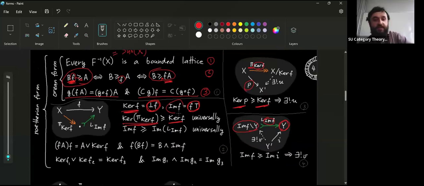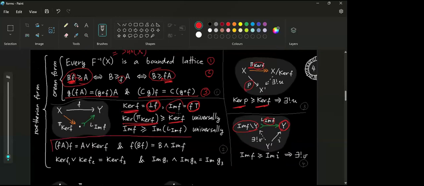In groups, all this says that if I have a group homomorphism from X to Y, I can decompose it as a surjective homomorphism followed by an injective one. It's basically the first isomorphism theorem for groups. Okay, this condition is more interesting.